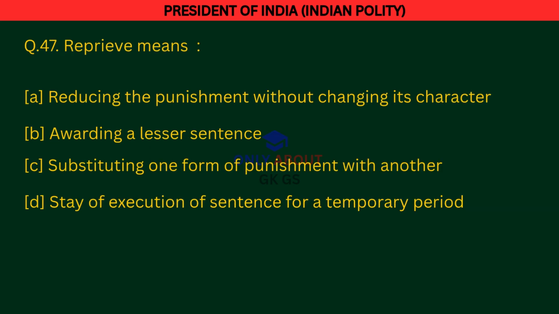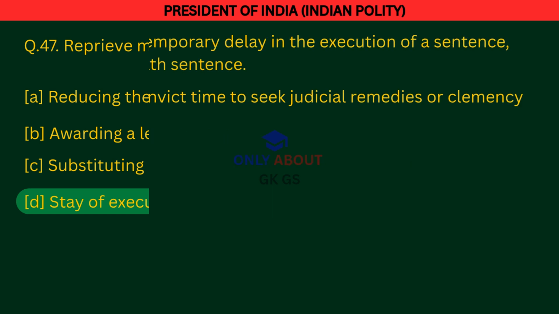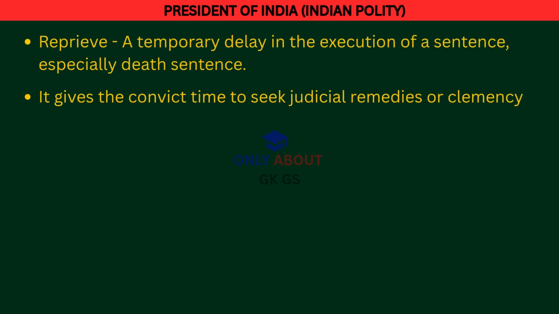Next question. Reprieve means... Correct answer: stay of execution of sentence for a temporary period. Reprieve is a temporary delay in the execution of a sentence, especially a death sentence. It gives the convict time to seek judicial remedies or clemency.